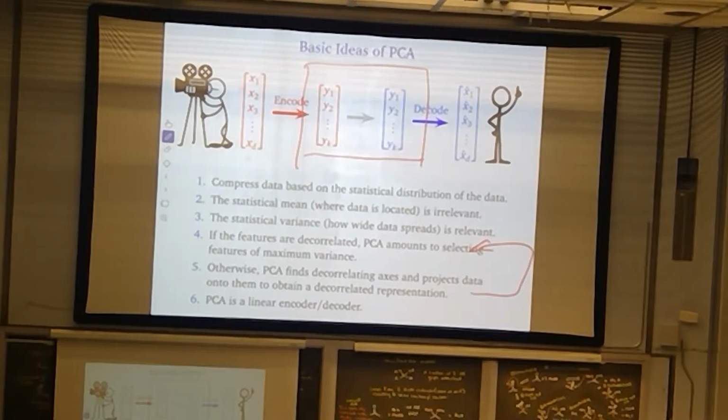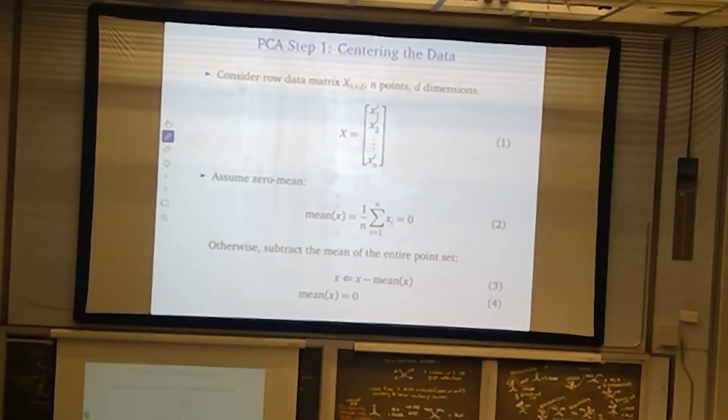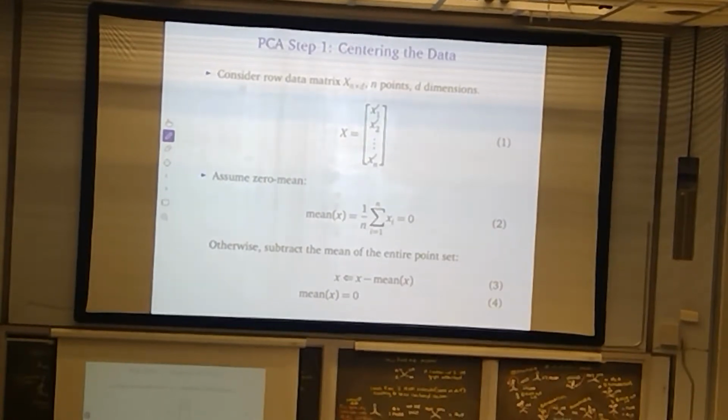PCA is a linear encoder-decoder because going from X to Y or Y to X is a linear transformation. With deep learning, you are able to extend it to nonlinear domains, but the concept is the same. In the next few slides, we are talking about the math machinery to capture these computational steps, okay?